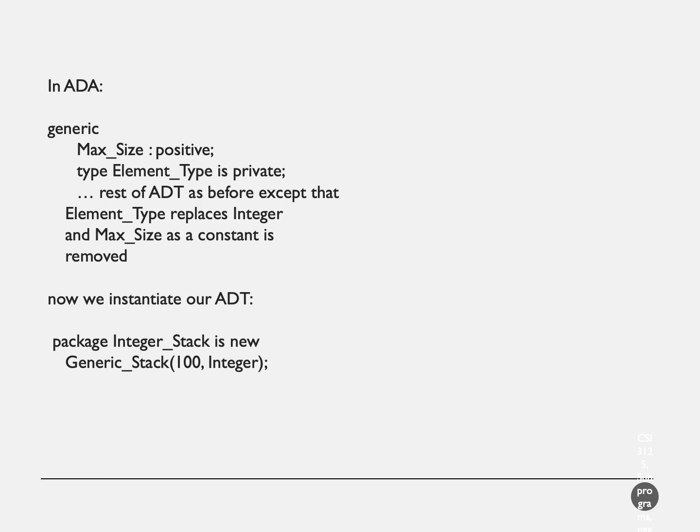Once the generic ADT is defined, we can instantiate it with specific values. So, for example, here we have package integer stack. We can have package integer stack is new generic stack 100 integer. So here we have created a stack that holds 100 integers, instantiating the generic stack with a max size of 100 and the element type as integer. And this mechanism brings flexibility and reusability to our ADT designs.